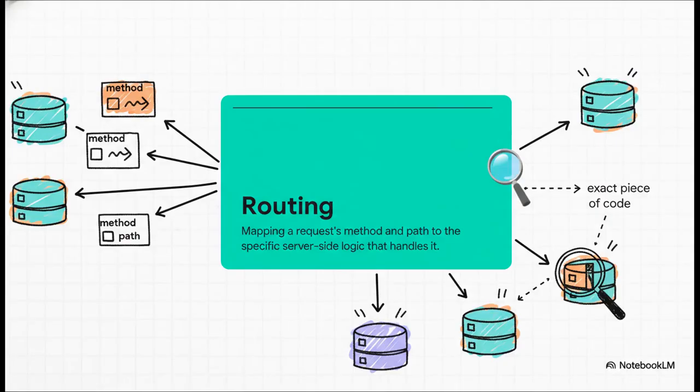So, that's routing in a nutshell. It's the process of taking that what and where combo and mapping it to a very specific set of instructions on the server. The server looks at both the method and the path to find the one exact piece of code that was written to handle your specific request.